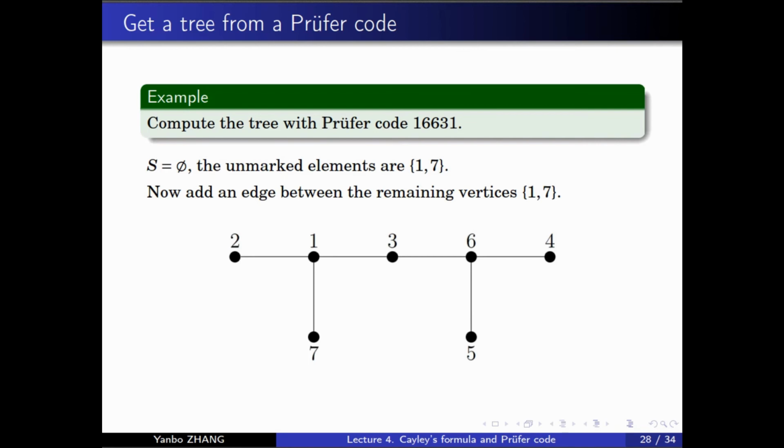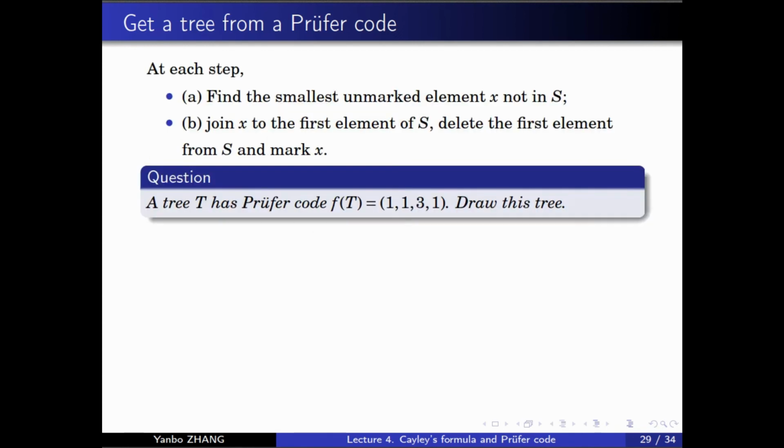Now the S is empty. We have only 2 elements that are not marked. When we get to this point where we have only 2 items unmarked, we should just go ahead and join those via an edge. So we join 1 and 7. This is exactly the tree with Prufer code 16631.